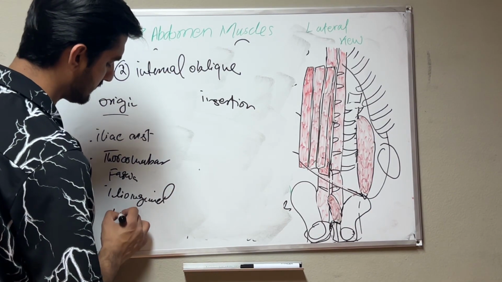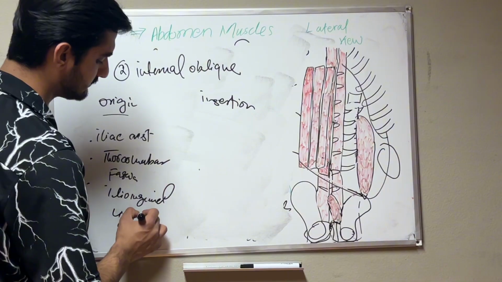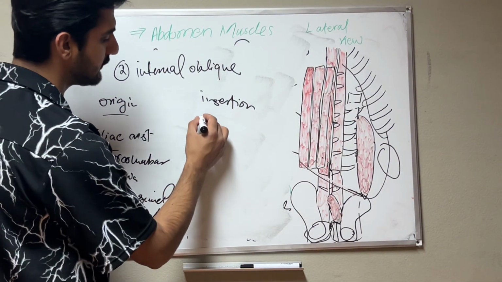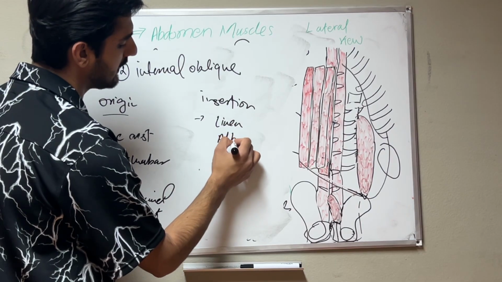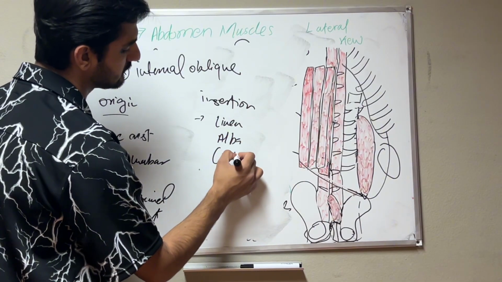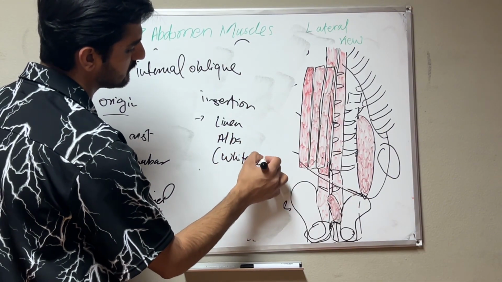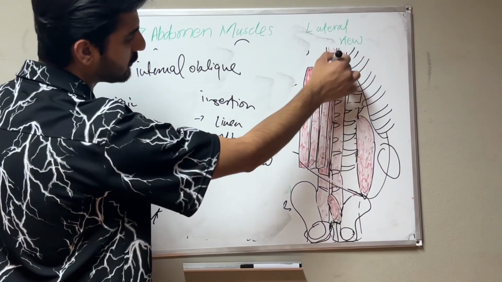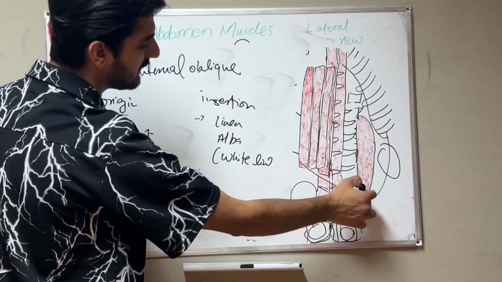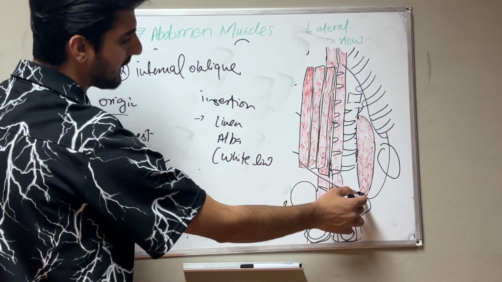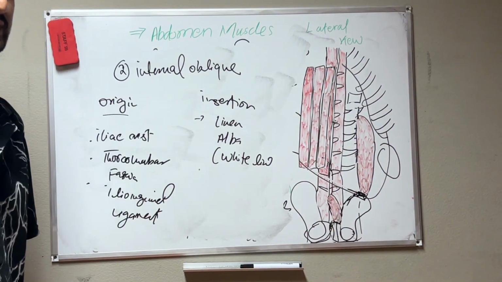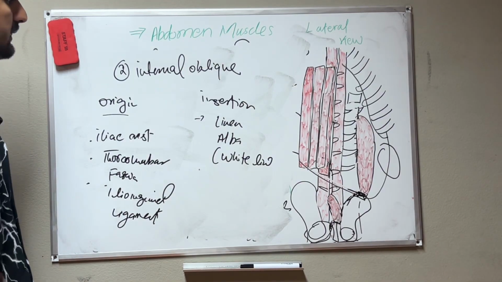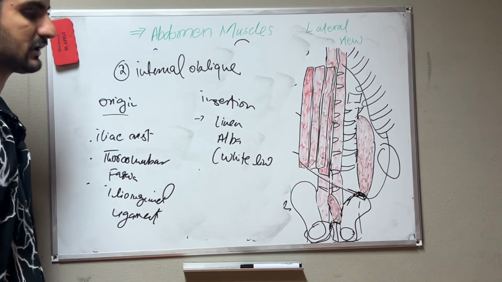The ilioinguinal ligaments. And where does it insert? The linea alba, the white line between the two rectus muscles. This is the iliac crest area, and this region is the inguinal region, that is why we have the ilioinguinal ligaments. These are the origin and insertion of the internal oblique muscle.